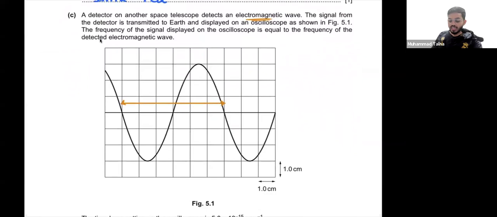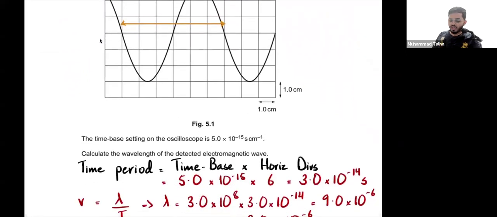Part C, a detector on another space telescope detects an EM wave. The signal from the detector is transmitted to Earth and displayed on an oscilloscope as shown. The frequency of the signal displayed on the oscilloscope is equal to the frequency of the detected EM wave. The time-base setting is given. Calculate the wavelength of the detected EM wave.